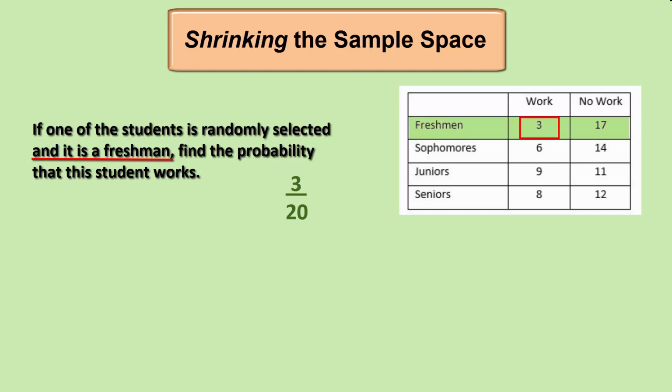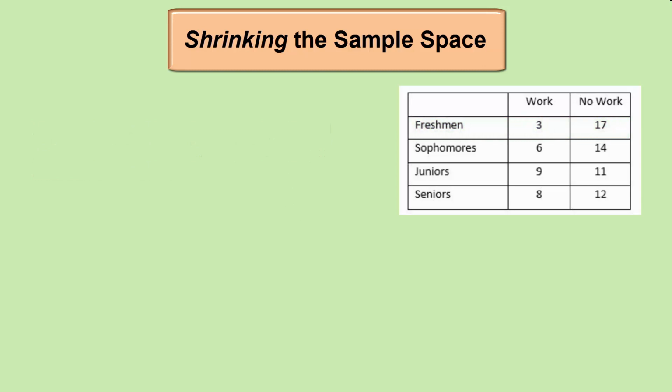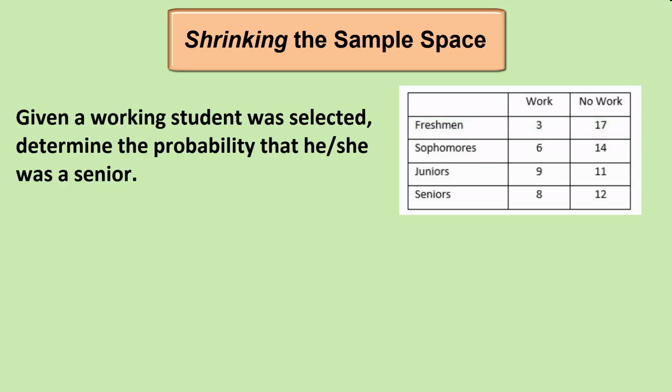Take a few seconds to try this next problem. Given a working student was selected, determine the probability that he/she was a senior. We can simply shrink the sample space from all 80 students down to what was given, the 26 students who work. Of these 26, 8 are seniors. Thus, 8/26 is our probability.